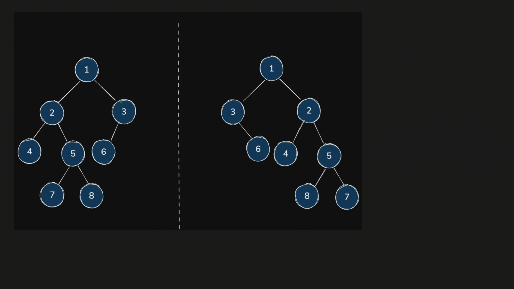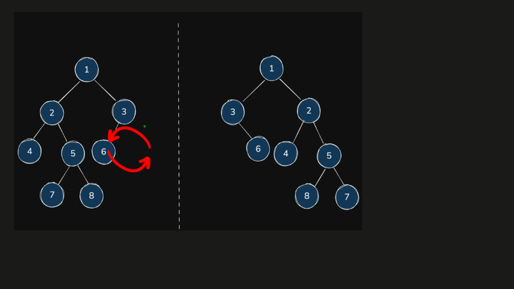And now we will compare the right subtree in tree 1 with the left subtree in tree 2. And we can see that node 3 actually matches in both the trees. So now we go down to its children. And then we see left child of node 3 is 6 in tree 1, but it is null in tree 2.